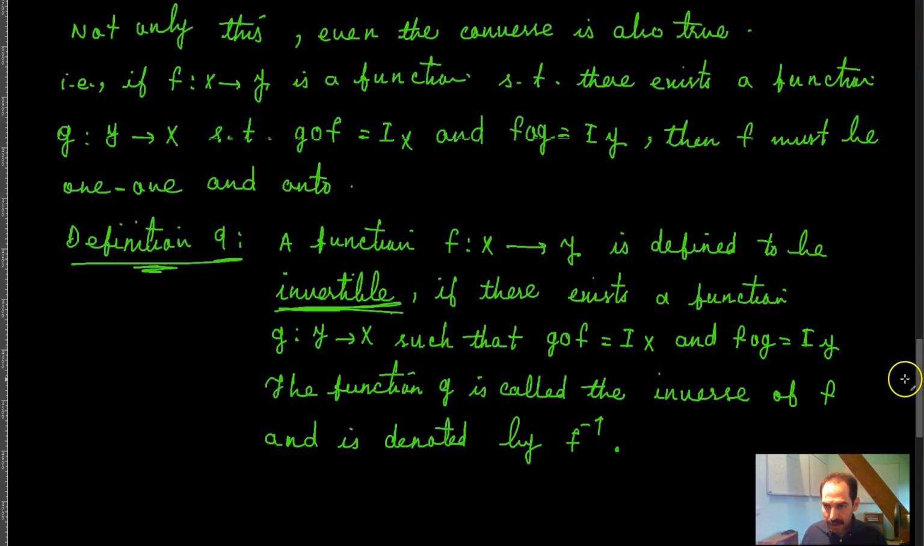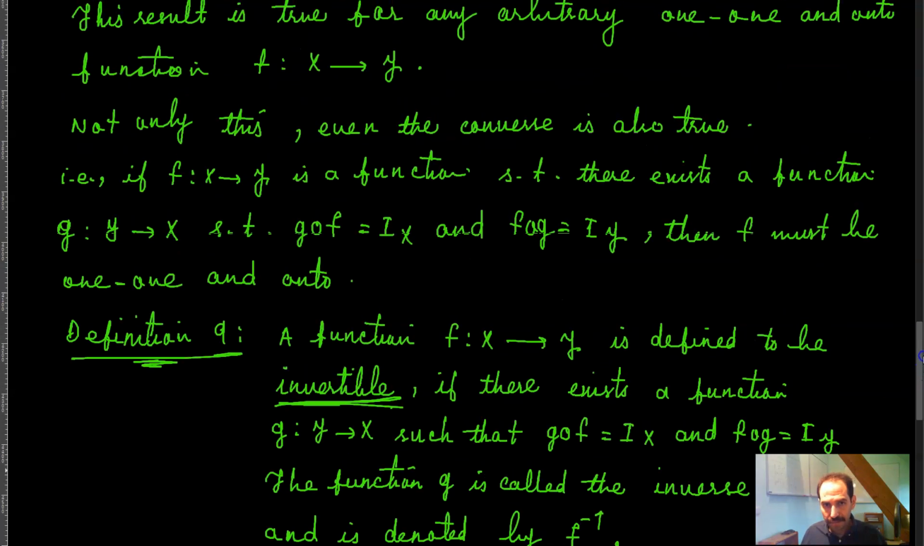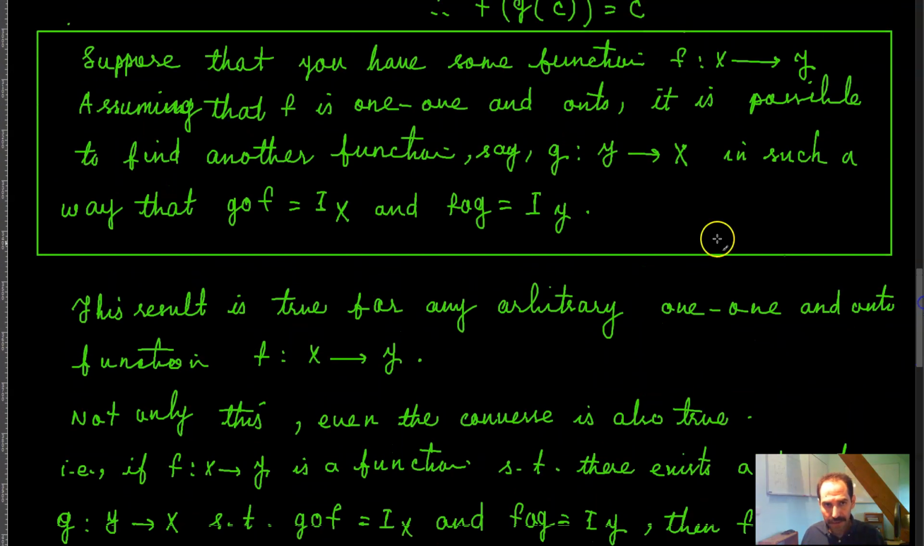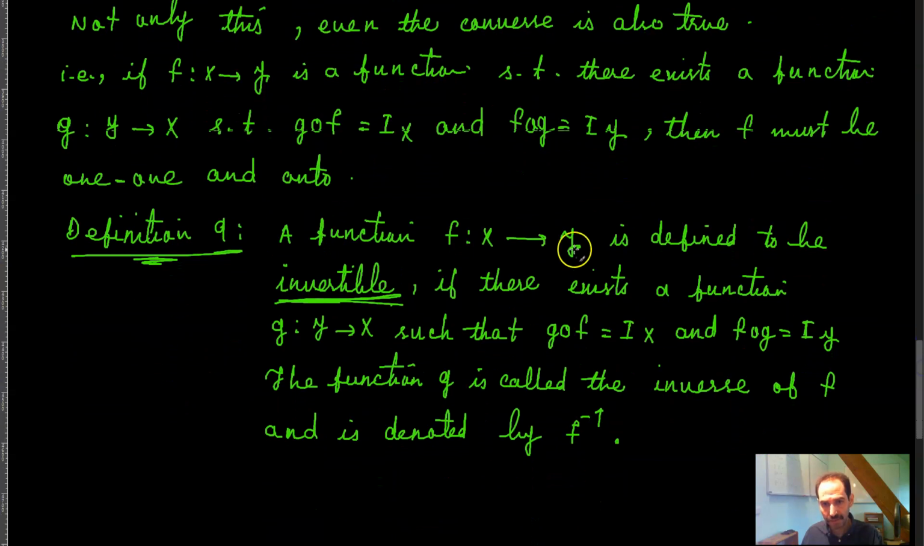So that condition is automatically the condition that f is 1, 1, and onto. These two conditions are automatically met. And so it's very simple. Basically, you have a function f from x to y. Suppose that you can find the function g from y to x in such a way that g of f is I of x and f of g is equal to I of y. Then g is called the inverse of f, which is denoted by f inverse or f raised to the power negative 1.